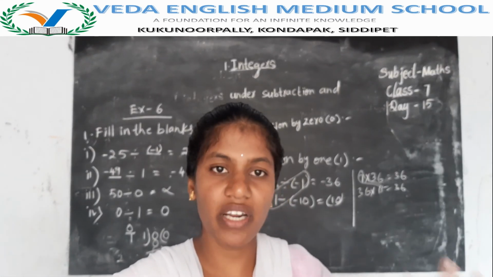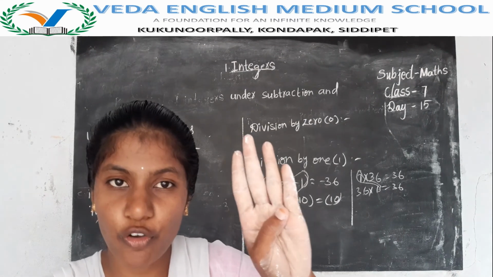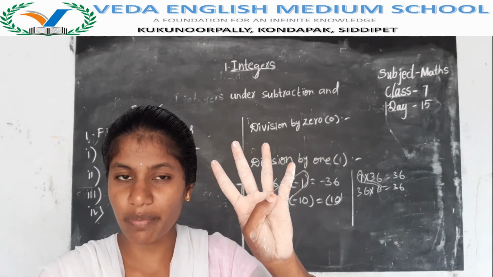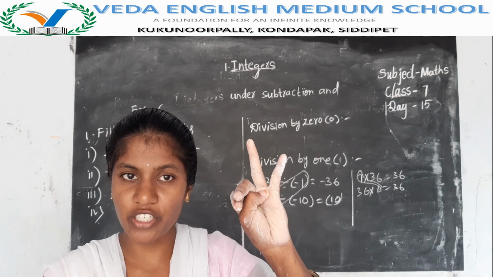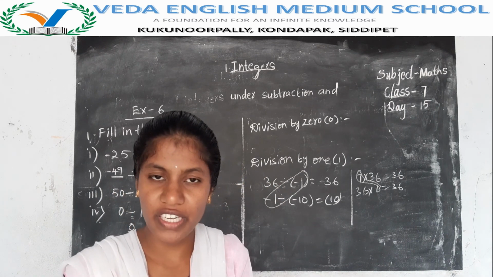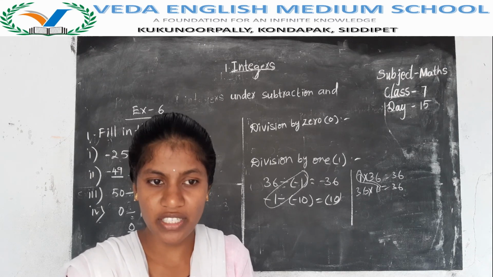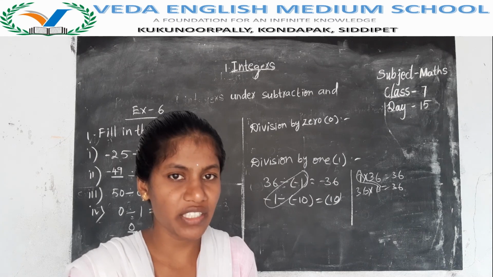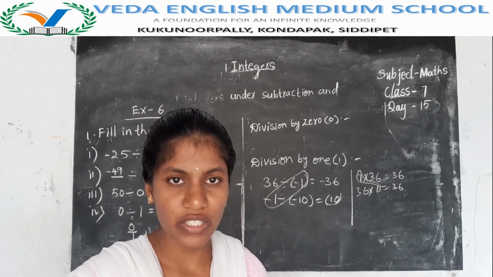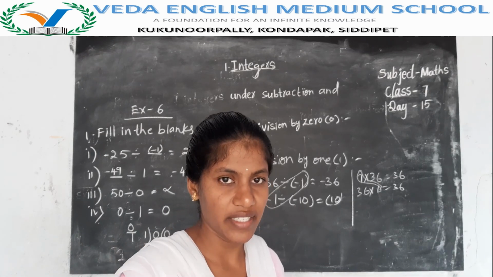Just now we have learned 4 properties. In maths we have 4 mathematical operations: addition, subtraction, multiplication, division. So in the integers chapter we have learned properties of integers under addition, subtraction, multiplication, and division. If you have any doubt about these 4 properties, then ask me, I will explain again. Complete up to exercise 6 and send to me. Okay.